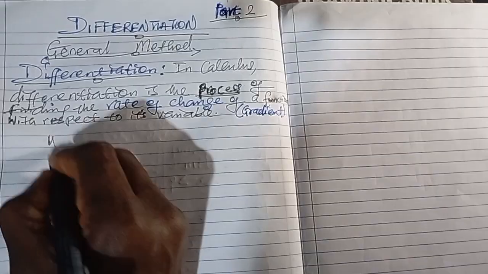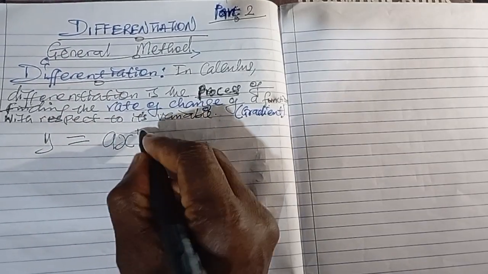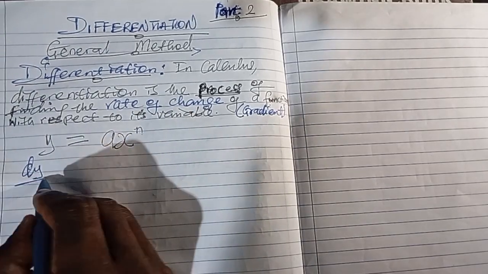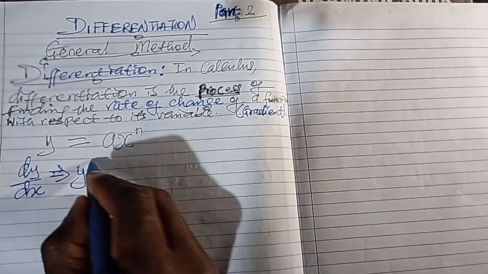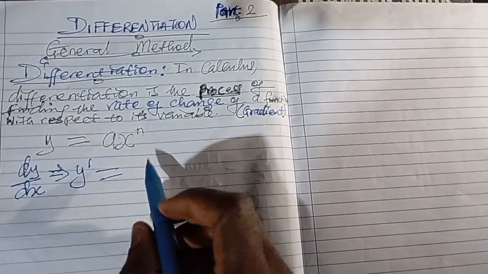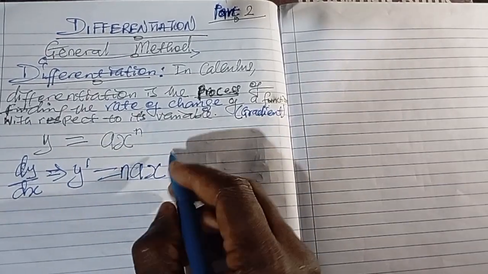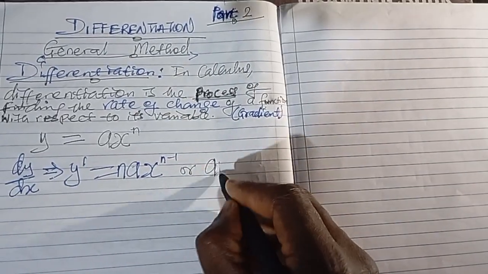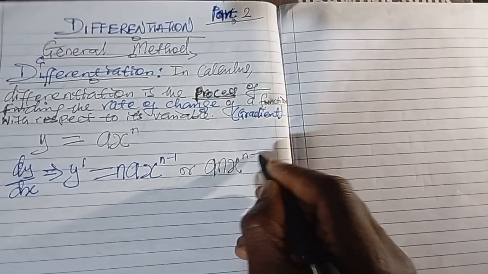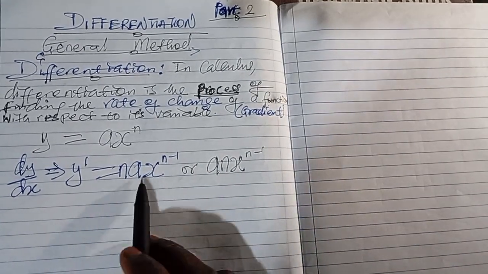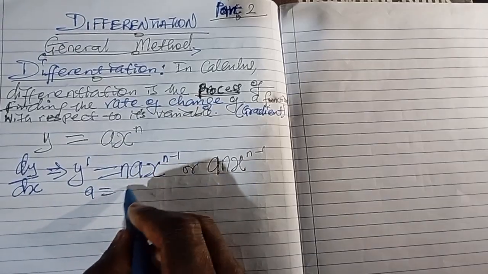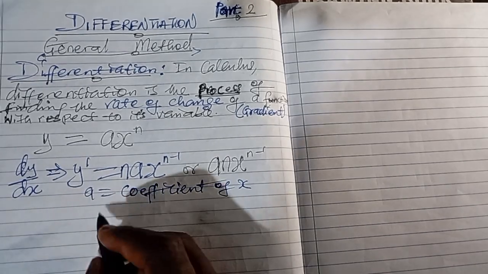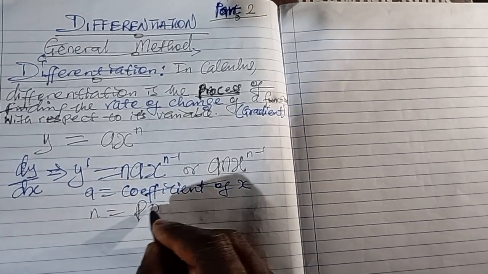Assuming you have a function y equals ax raised to power n, then with this general method you will have dy dx, which is the same as y prime, equal to n multiplying a, so n a x raised to power n minus 1, where n is the power, a is the coefficient of x. Then n is the power, or you call it the exponent.